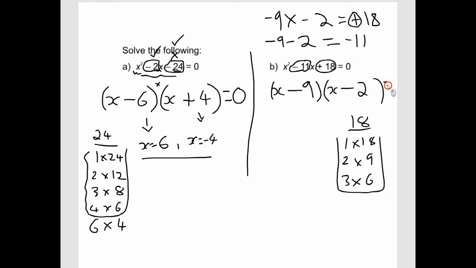So we can see these numbers work, equals 0 because the expanded form equals 0. So either x is plus 9 or x is plus 2, and those would be our solutions.